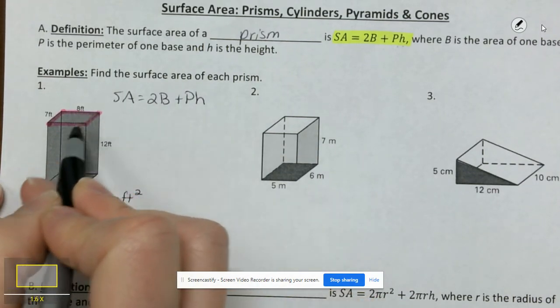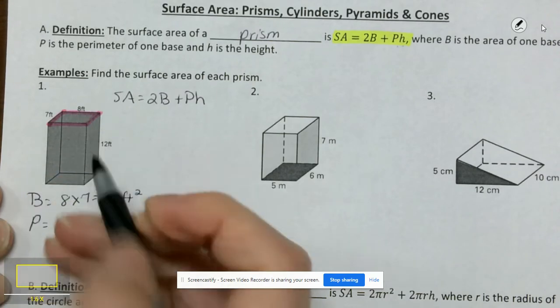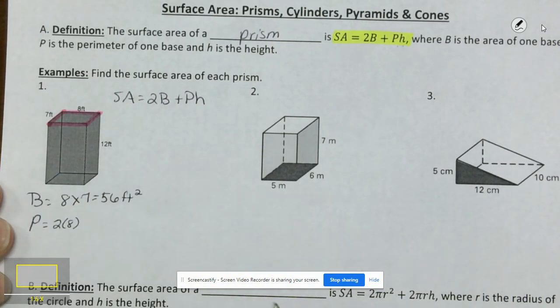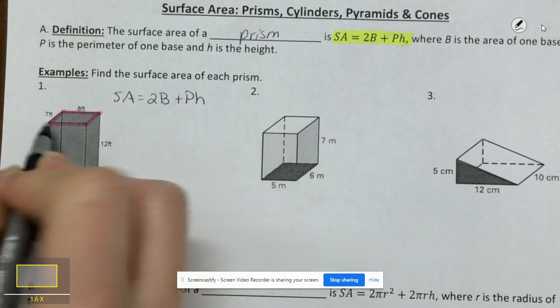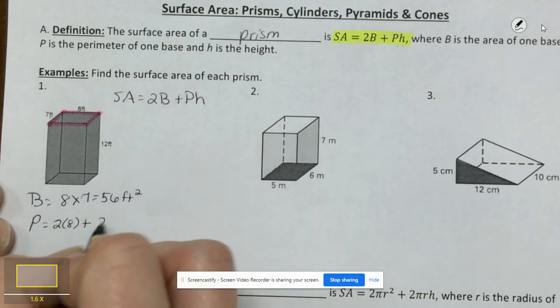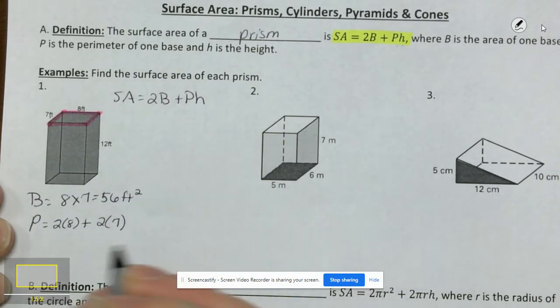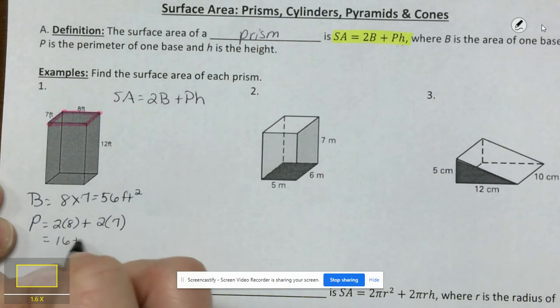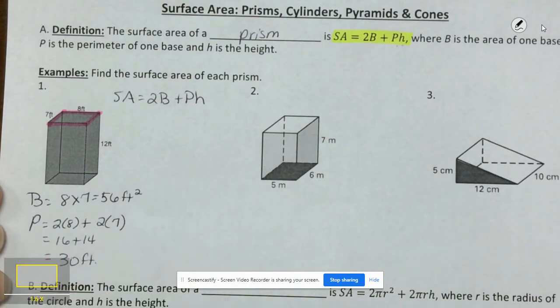Now the perimeter. For the perimeter of the base, you have two sides that are 8, so that's 2 times 8, plus 2 sides that are 7 feet, so that's 2 times 7. Well, that is 16 plus 14, which is 30 feet. So our P is 30 feet.